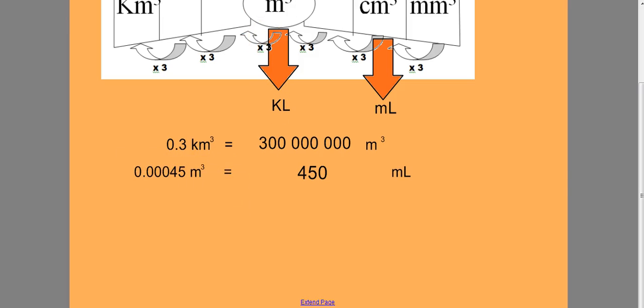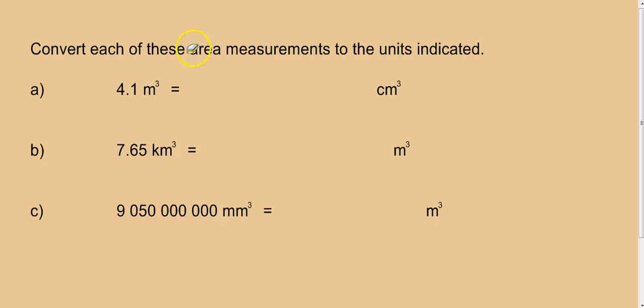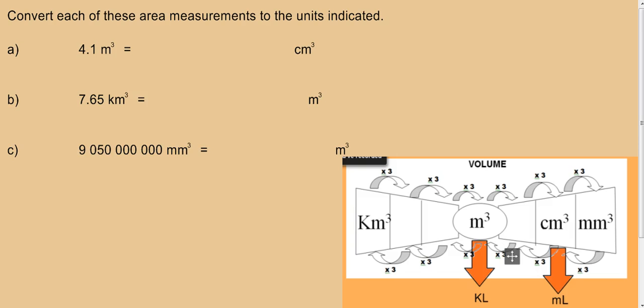Okay, so here are some for you to try. And here's a little bow tie in the corner. Apologies for the cross in the middle of it. Just ignore that. So pause the video, draw the bow tie in your book, try these 3 questions, and then start the video again and we'll talk about the answers.